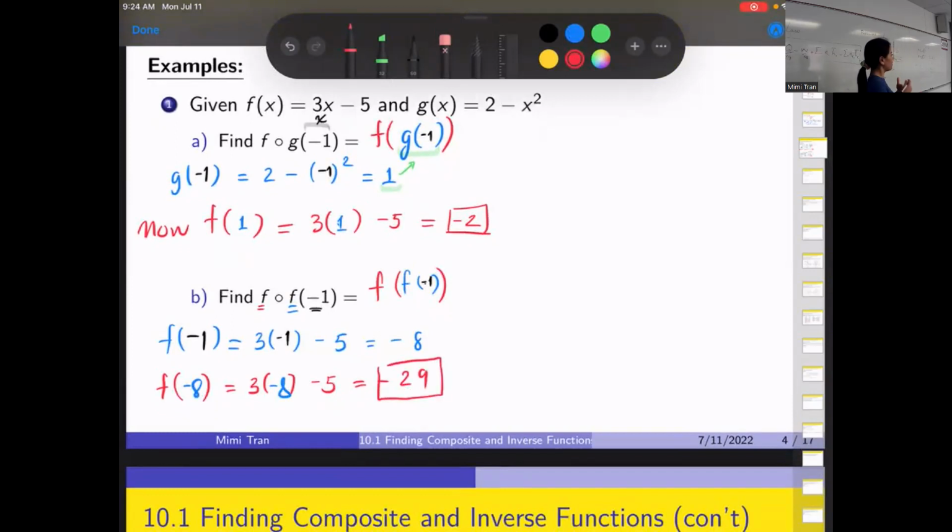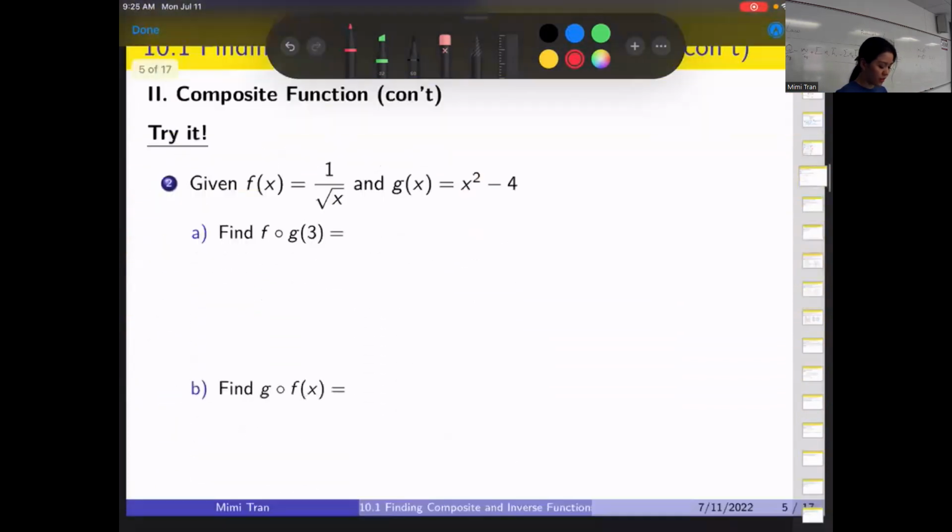So you guys get the gist now? Just work your way inside out. You try this one. Try A. Do the same thing I do.